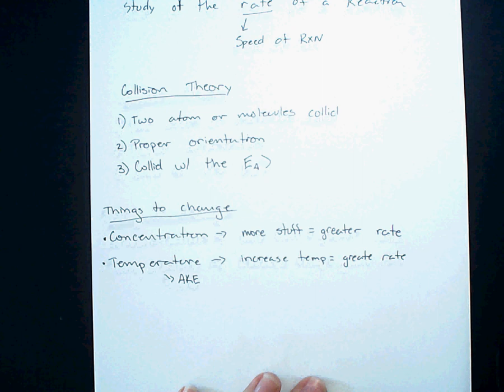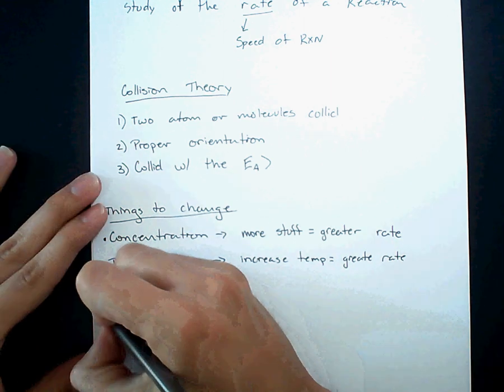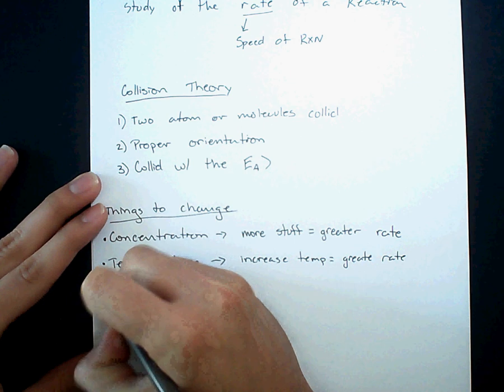These are probably the most common ones that are used to change the rate of a reaction. Some other ones that we can do: add a catalyst.